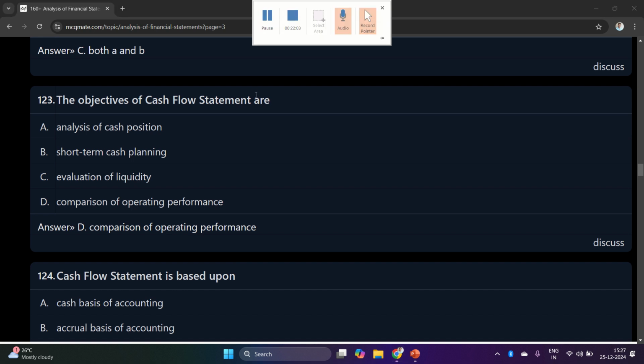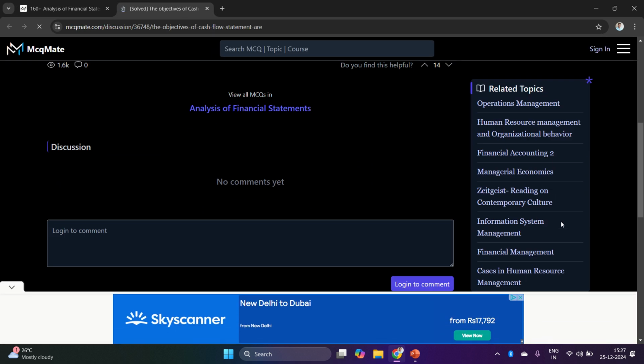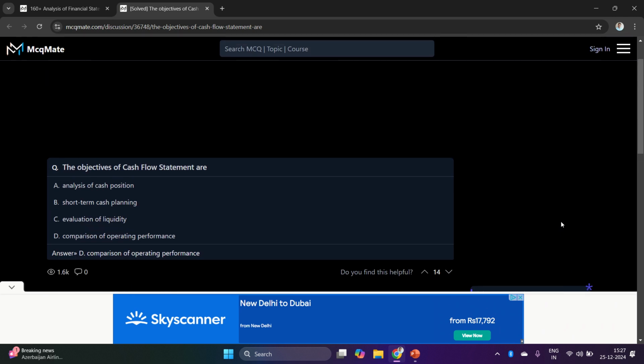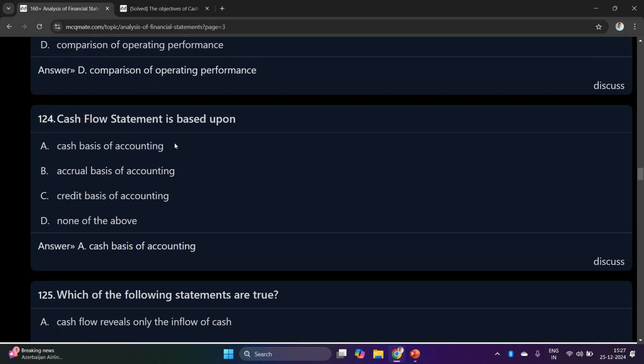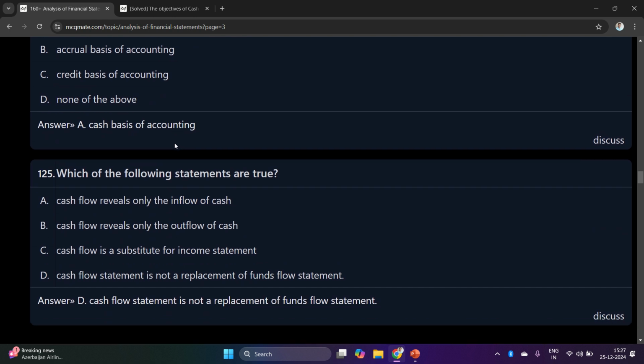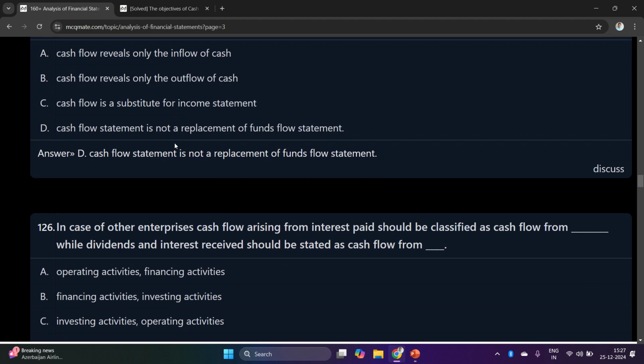So I think there is a problem in question number 123. Comparison of operating performance, I think, let's discuss. Cash flow statement is based on the cash basis of accounting. Which of the following statements are true? Cash flow reveals only the inflow of cash. Cash flow reveals only the outflow of cash. Cash flow statement is not a replacement of the outflow statement.